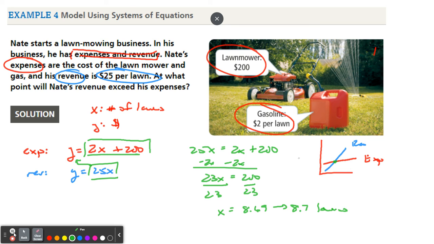So again, the idea here is that when will Nate's revenue exceed his expenses? So Nate's revenue will exceed his expenses starting at 9 lawns. You can't mow 8.7 lawns, essentially. So at 8 lawns, he's still not making money, but at 9 lawns, he's starting to make money. Okay? So I hope that visual kind of helps you see break-even point and revenue. It's a cost revenue graph, but they use the expenses.